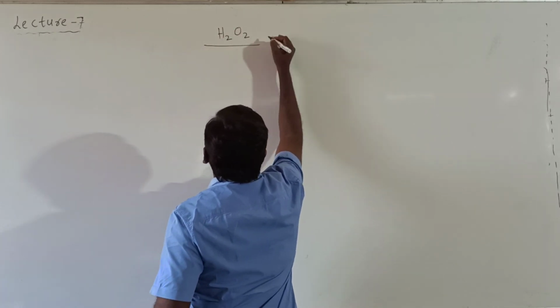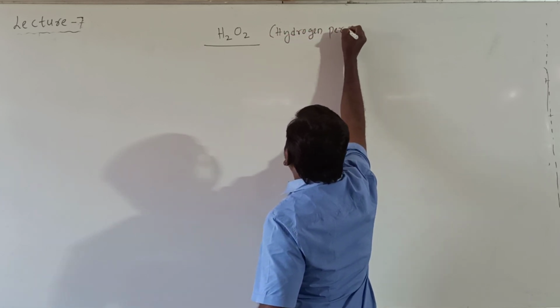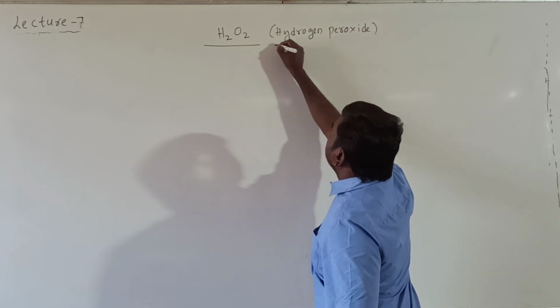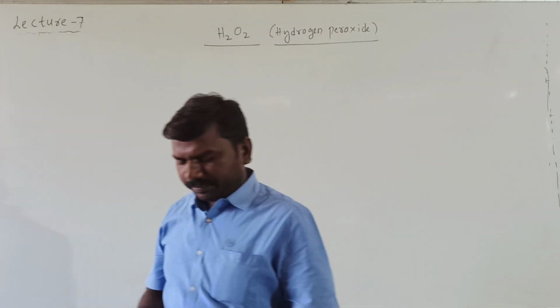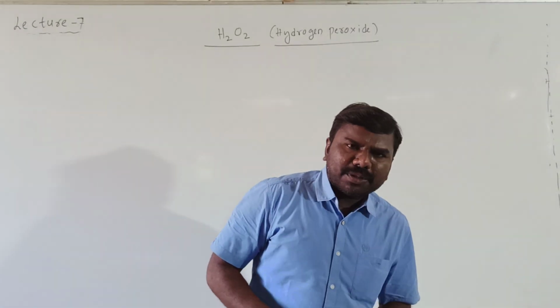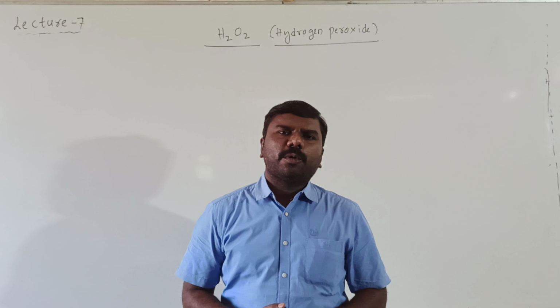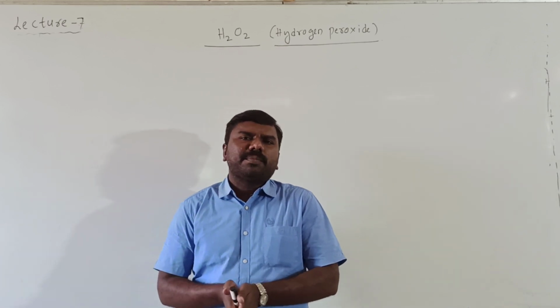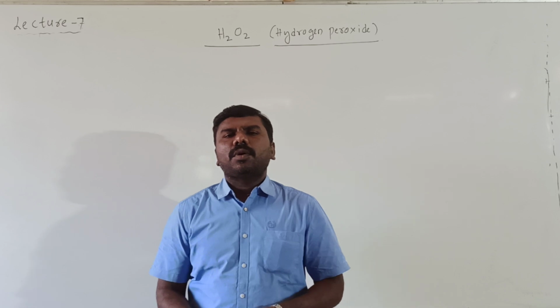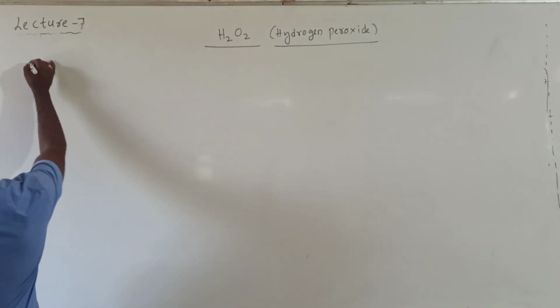H2O2. This is called hydrogen peroxide. In this we discuss the preparation of hydrogen peroxide, purification, physical properties, chemical properties, volume strength of hydrogen peroxide, uses and storage of hydrogen peroxide. First one, preparations of hydrogen peroxide.